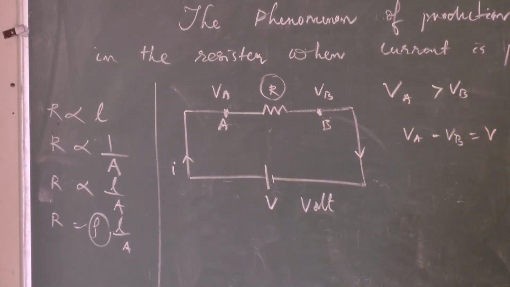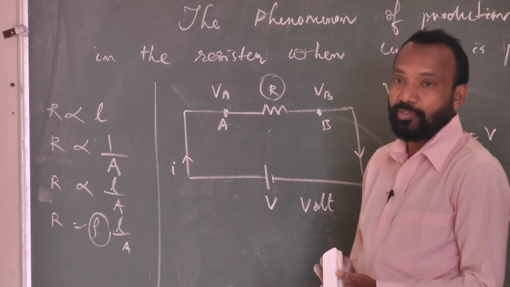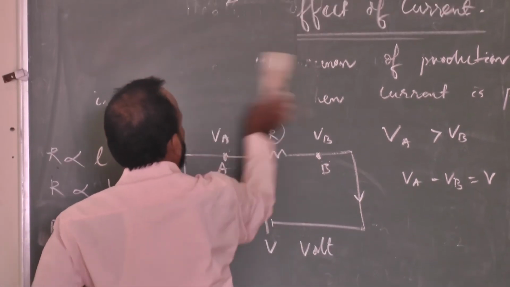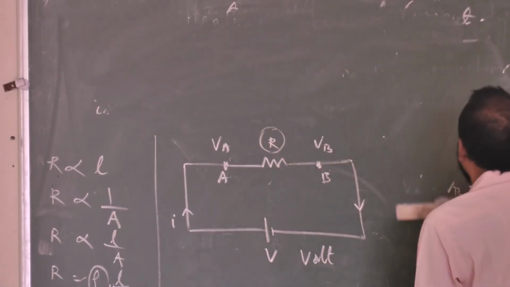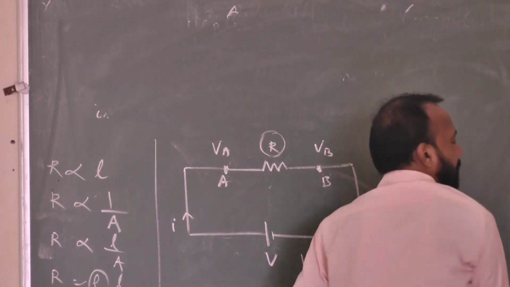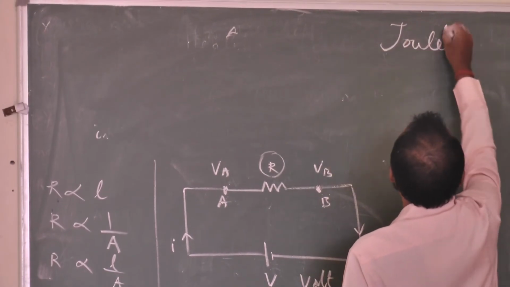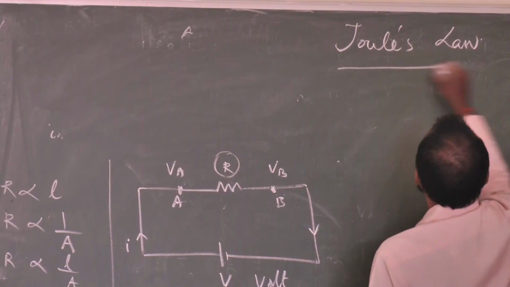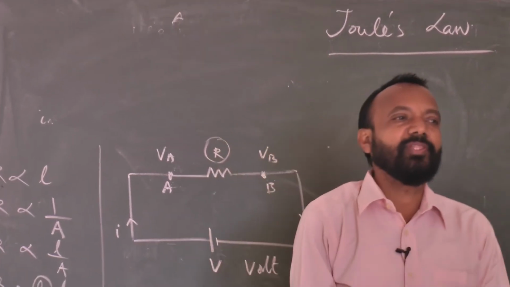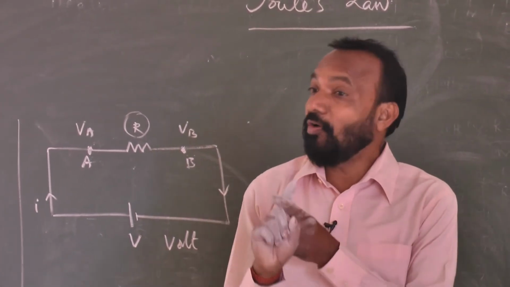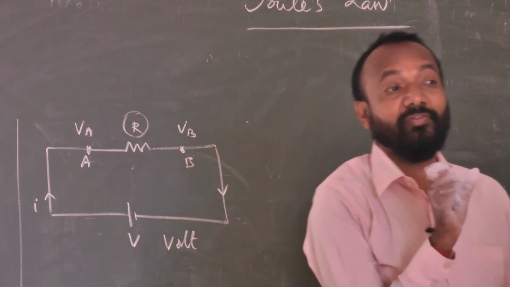So, from this what happened? There is Joule's law. Heating effect of the electric current, heat produced by the electric current is nothing but the expression of Joule's law. So, let us discuss Joule's law. Joule's law deals with the law of the current. Joule's law deals with the law of the resistance. Joule's law deals with the law of the time period.